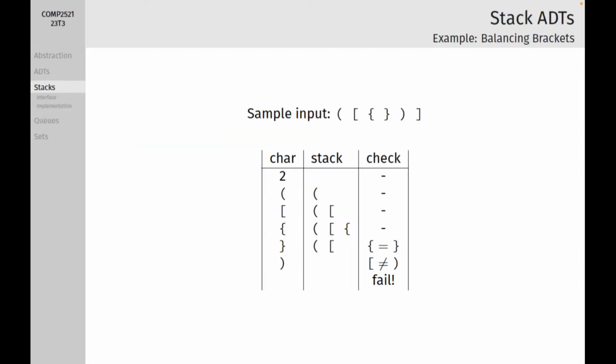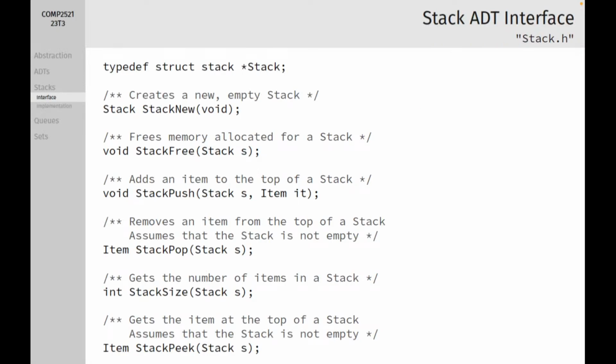All right, so here is the interface to the stack. We have stack new, which creates a new stack. We have stack free, which frees a stack. We have stack push, which pushes an item onto the stack. We have stack pop, so these are the operations I mentioned earlier. An important thing to note here is that when we pop from the stack, the stack can't be empty. It doesn't make sense to pop from an empty stack.